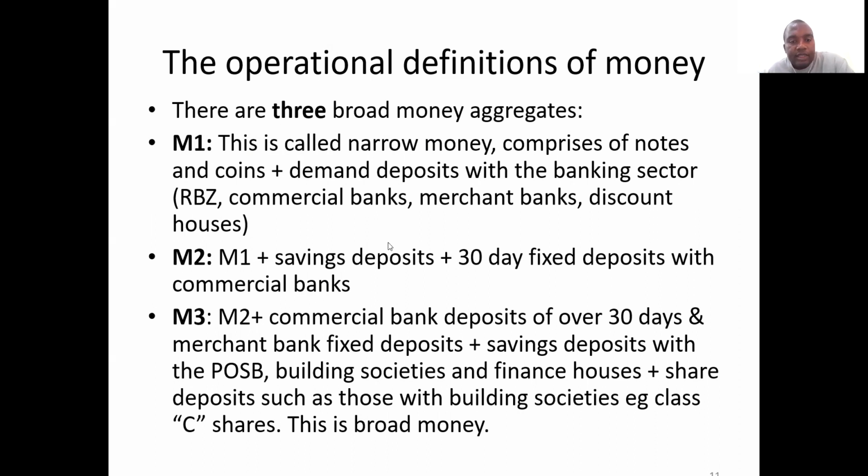And then M3, it is simply this M2 which contains M1 plus commercial bank deposits of over 30 days and merchant bank fixed deposits plus savings deposits with the People's Own Savings Bank, POSB, building societies, finance houses plus share deposits such as those with building societies, e.g. Class C shares. And the M3 is the broad definition of money. So the M1 and the M2 are narrow definitions of money, with the M1 being the narrowest definition of money and the M3 being the broadest definition of money that you can think of.